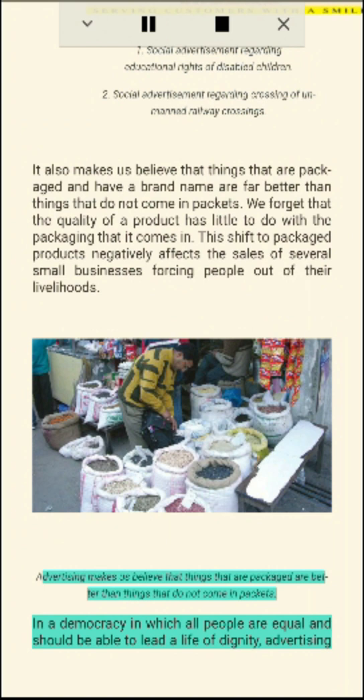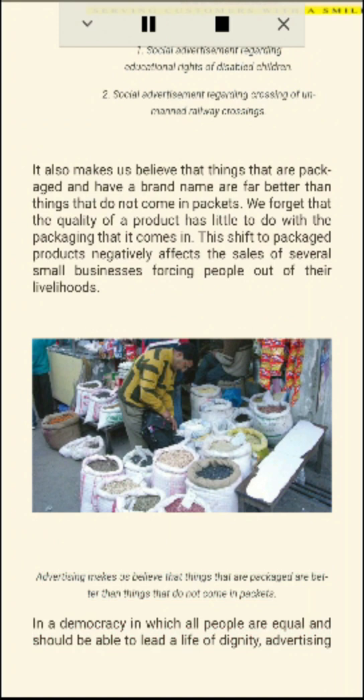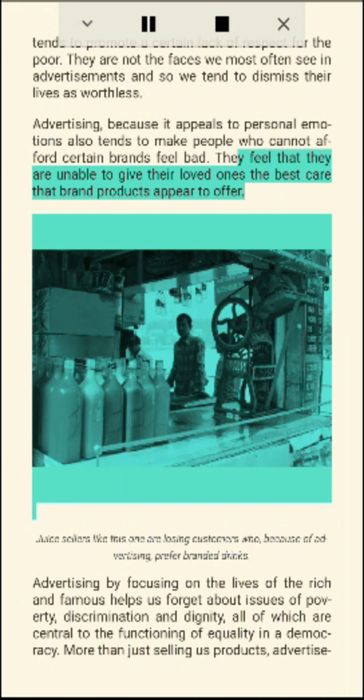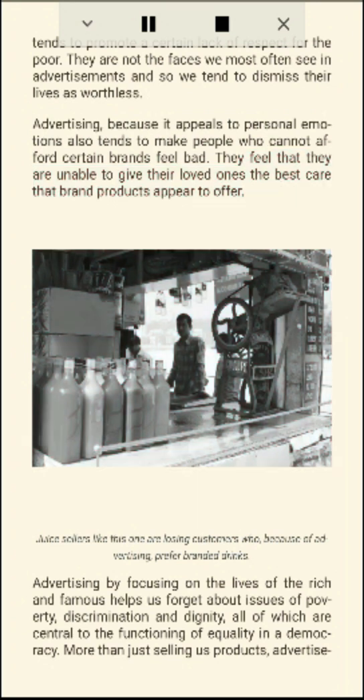In a democracy in which all people are equal and should be able to lead a life of dignity, advertising tends to promote a certain lack of respect for the poor. They are not the faces we most often see in advertisements, and so we tend to dismiss their lives as worthless. Advertising, because it appeals to personal emotions, also tends to make people who cannot afford certain brands feel bad. They feel that they are unable to give their loved ones the best care that brand products appear to offer. Juice sellers like this one are losing customers who, because of advertising, prefer branded drinks.